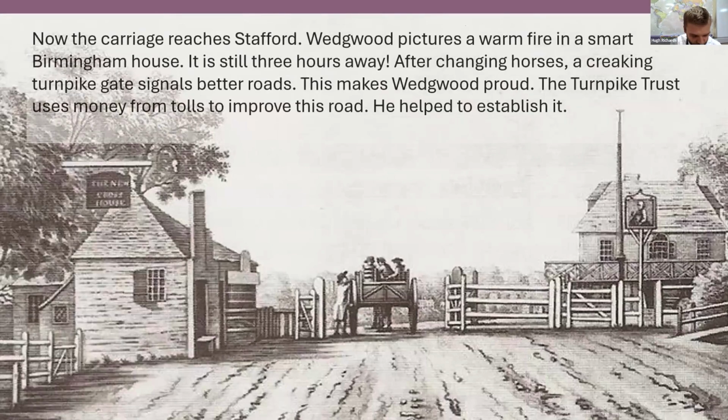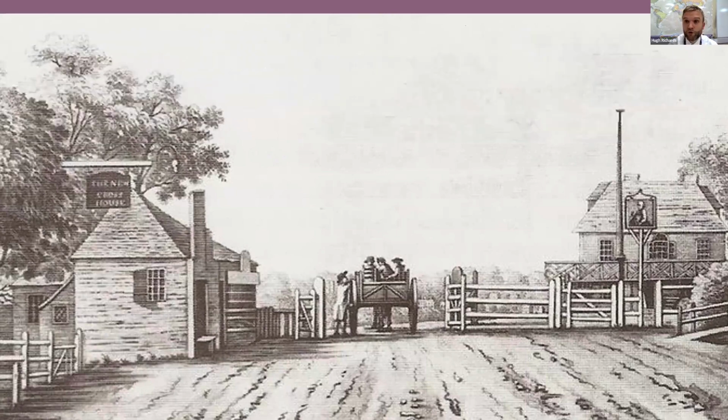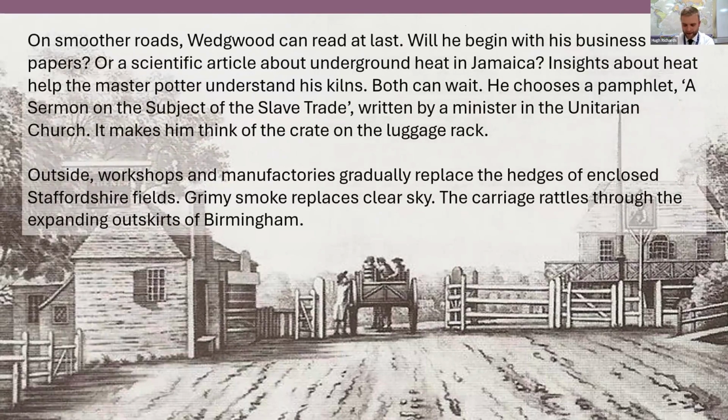Now the carriage reaches Stafford. Wedgwood pictures a warm fire in a smart Birmingham house. It's still 3 hours away. After changing horses, a creaking turnpike gate signals better roads. This makes Wedgwood proud. The Turnpike Trust uses money from tolls to improve this road. He helped establish it. On smoother roads, Wedgwood can read at last. Will he begin with his business papers or a scientific article about underground heat in Jamaica? Insights about heat help the master potter understand his kilns. Both can wait. He chooses a pamphlet, a sermon on the subject of the slave trade, written by a minister in the Unitarian Church. It makes him think of the crate on the luggage rack.